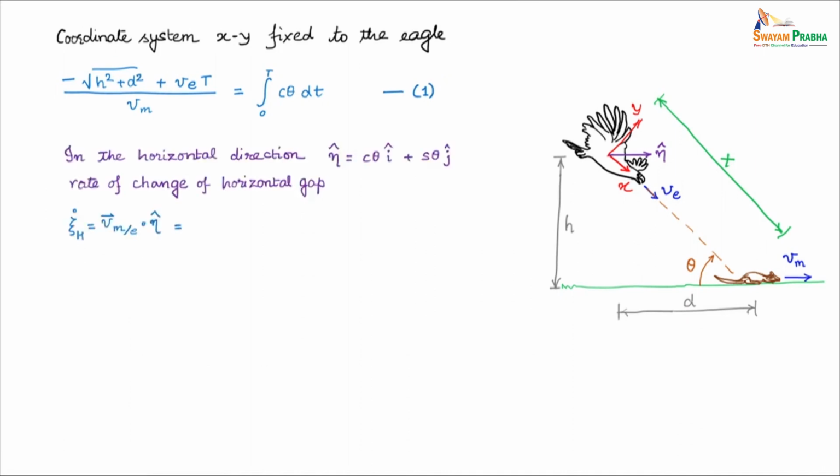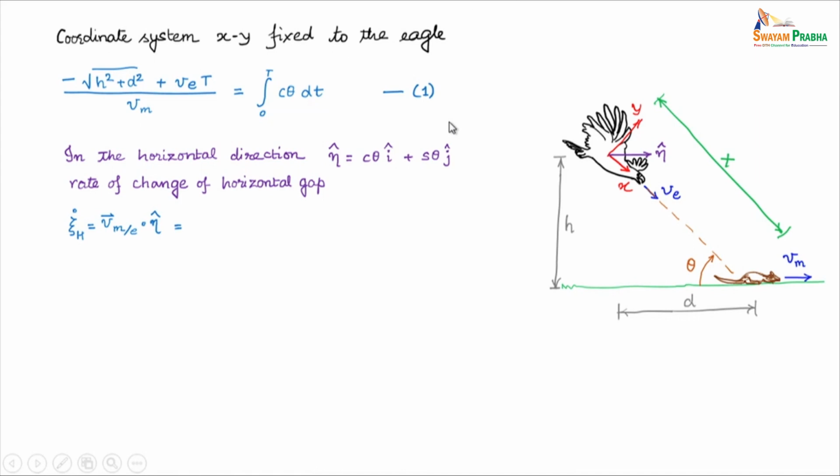Now, let us look at the horizontal direction. I have shown this unit vector in the horizontal direction, eta cap, which I can always represent in i cap, j cap in the x y z coordinates. This is that representation, cosine theta i cap plus sine theta j cap, and I will try to find the horizontal gap. Right now at time t equal to 0, the horizontal gap is d, but as the eagle flies and the mouse moves, the horizontal gap is going to reduce, and when the eagle has caught the mouse, the horizontal gap will also vanish.